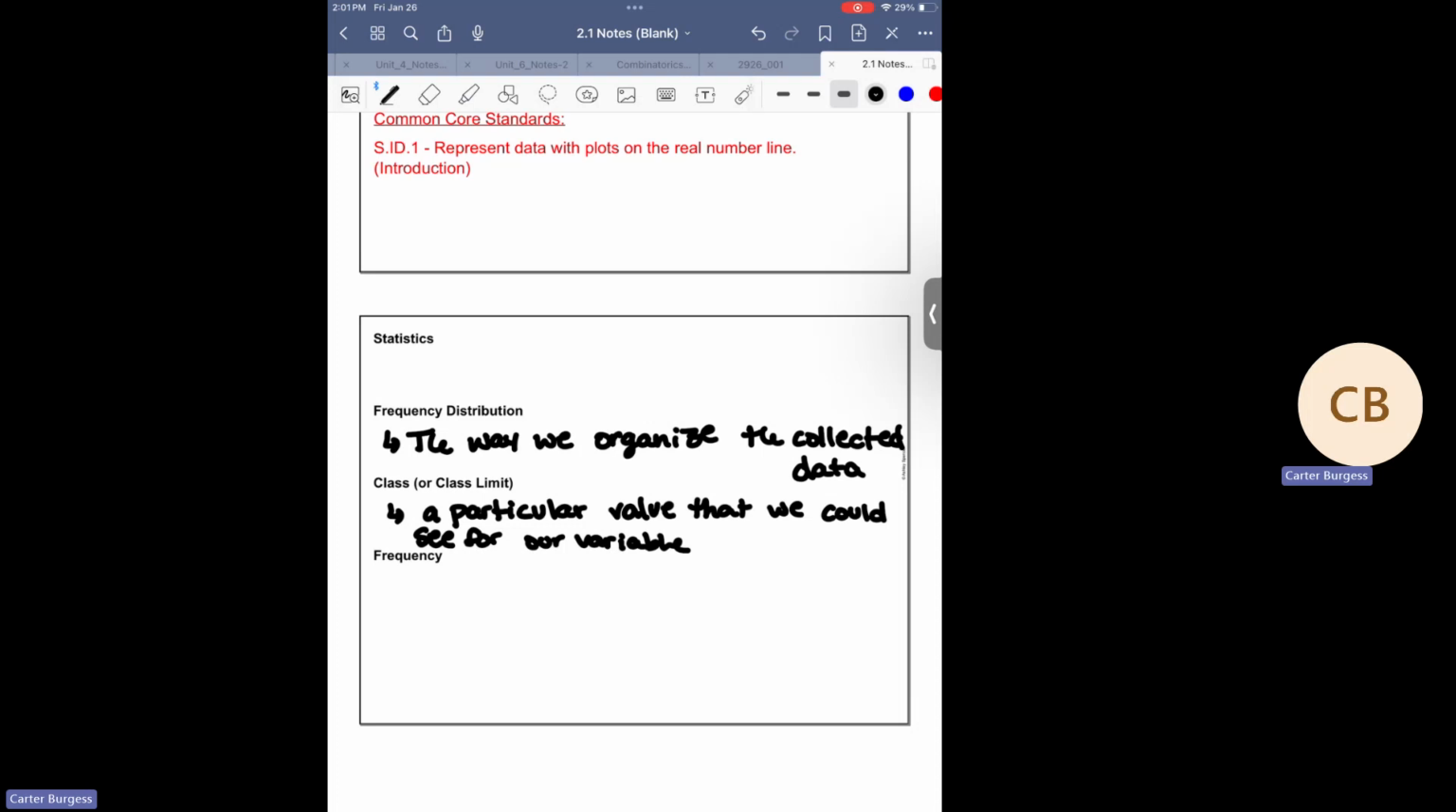All right. The frequency for a particular outcome is going to be the number of times we measure a specific class.